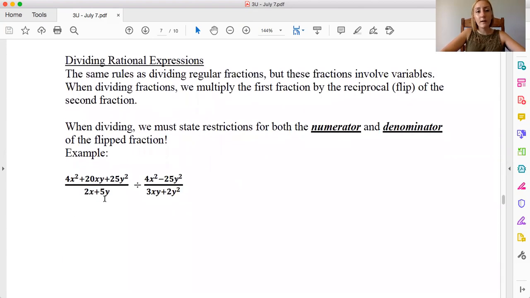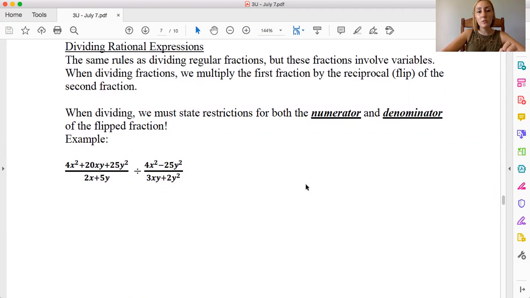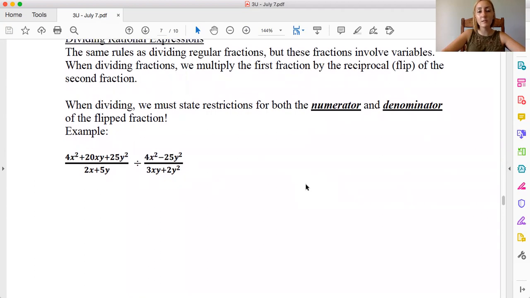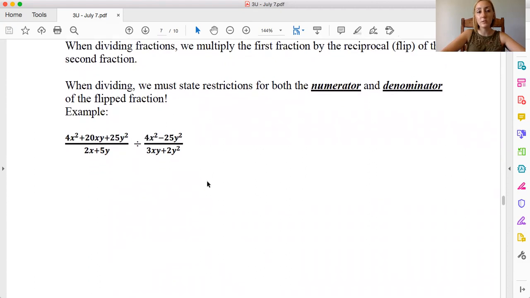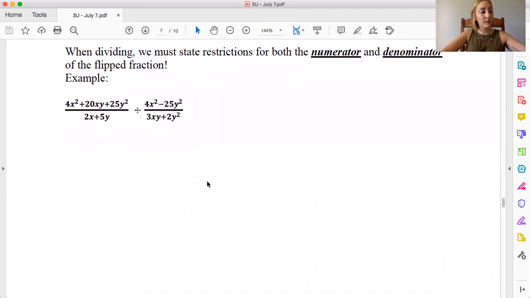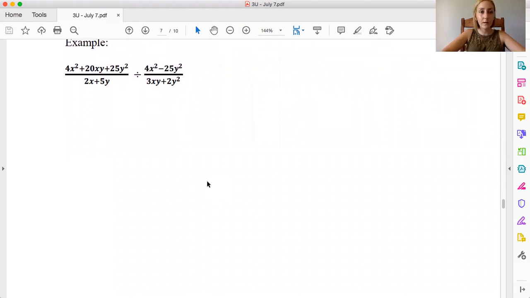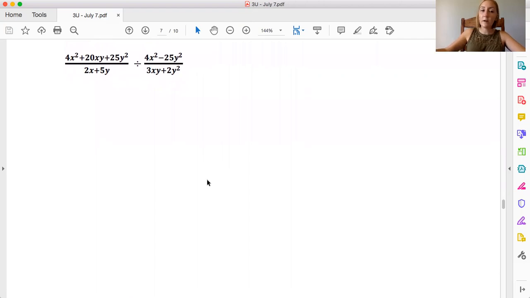So we have dividing rational expressions. The same rules as dividing regular fractions, but these involve variables. When you're dividing fractions, you flip your second fraction that's being divided. When dividing, we must state restrictions for both the numerator and the denominator of the flipped fraction. We're going to look at the example here, and there's 2 examples. Our first step is to factor.